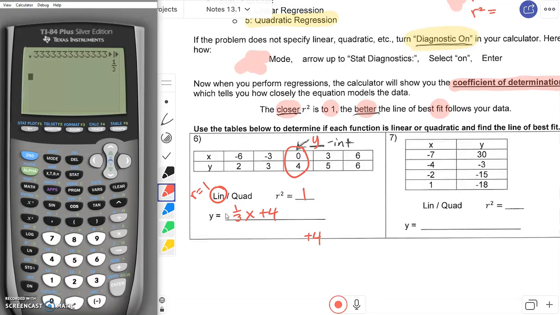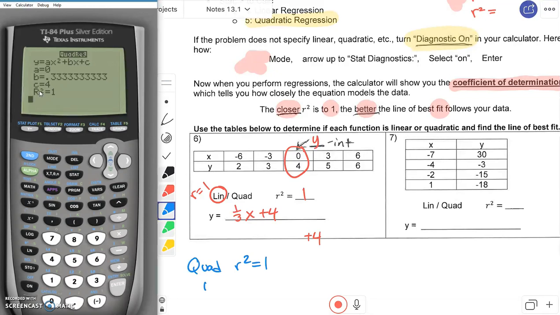Now, you still want to check quadratic. So let's go look at what happens when I go to check quadratic. Stat, calc, 5 for quadratic. Go all the way down. Wait a second, this one has an r squared of 1 as well. What is going on? So I want you to write this right below it. So when I look at quadratic, it also had an r squared that's equal to 1. But I want you to see what else happened.